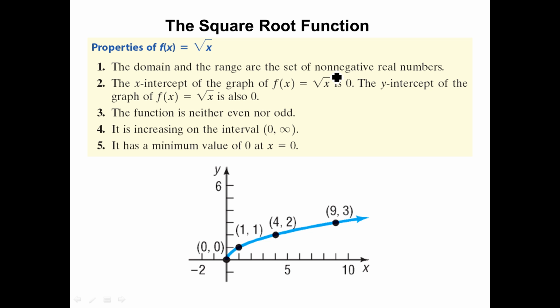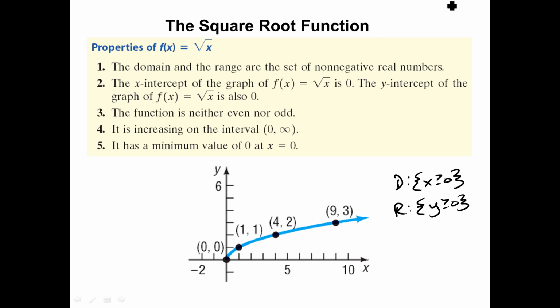Domain and range are going to be all non-negative real numbers, so we're moving to the right and we're moving up, so x is greater than or equal to 0 and y is greater than or equal to 0. We can say that for both of these. So domain: x is greater than or equal to 0, and range: y is greater than or equal to 0.